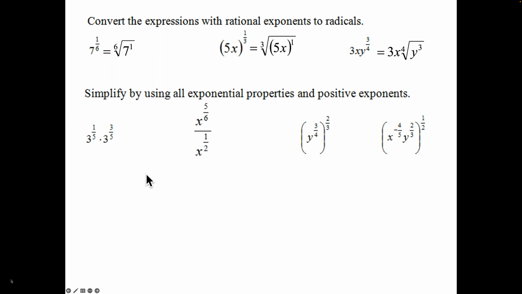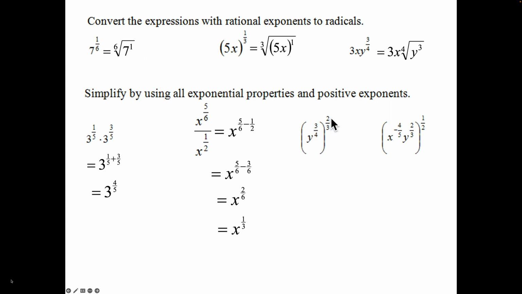All right, simplifying using fractional exponents. So we're just going to use our normal exponent rules just with fractions. 3 to the 1/5 times 3 to the 3/5, multiplying like bases: add the powers. 1/5 plus 3/5 is 4/5. Done. x to the 5/6 divided by x to the 1/2. Subtract your powers. Okay, I need common denominators. 1/2 will be 3/6. 5/6 minus 3/6 is 2/6. Oh, that reduces to 1/3. So be aware of your fractional rules.